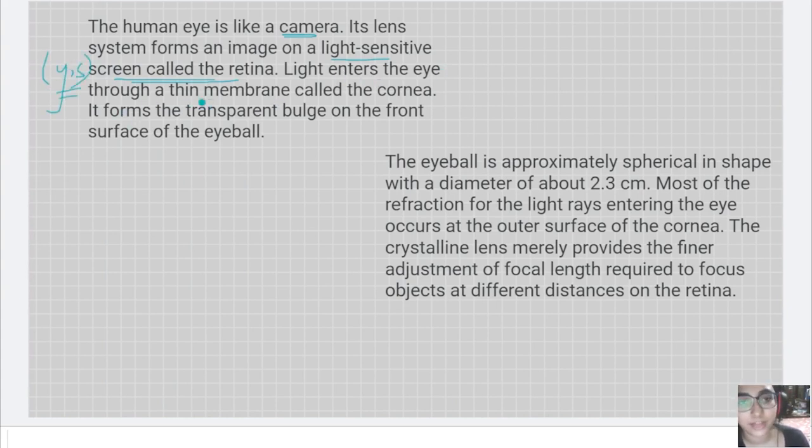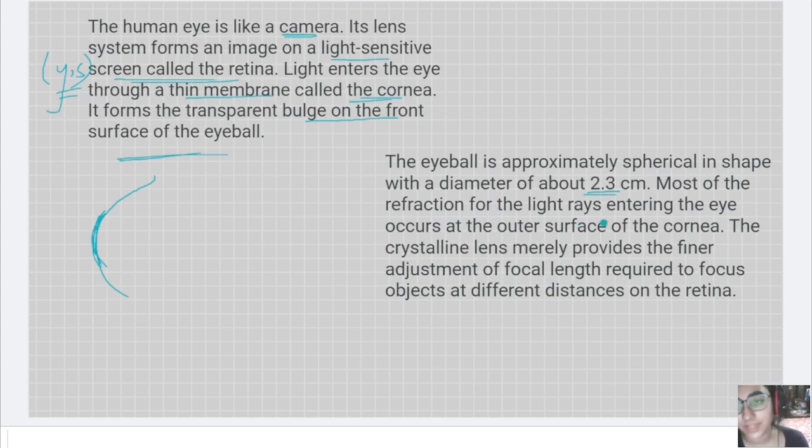Light enters the eye through a thin membrane called the cornea. It forms this transparent bulge on the front surface of the eyeball, which I said is the cornea, and above it you can find the conjunctiva. Anyway, the eyeball is approximately spherical in shape with a diameter of 2.3 centimeters.